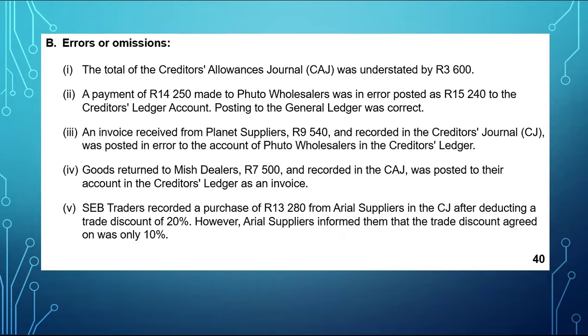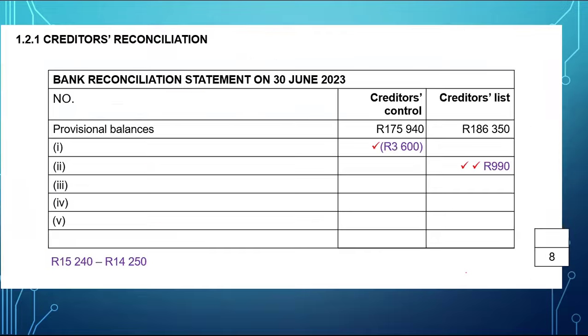Three, an invoice received from Planet Suppliers for 9,540 and recorded in the creditors journal, so it doesn't affect our creditors control, was posted in error to the account of Putu wholesalers in the creditors ledger. This will not affect the overall creditors ledger, but it will affect the account belonging to Putu wholesalers. Because it will not affect the overall creditors list since it was recorded, the net effect of that will be 0.